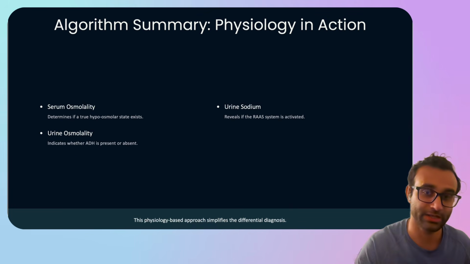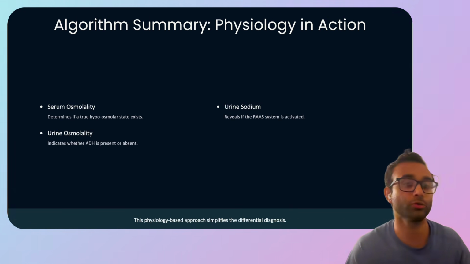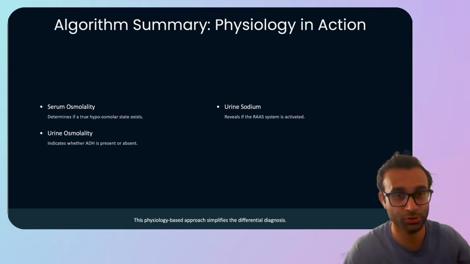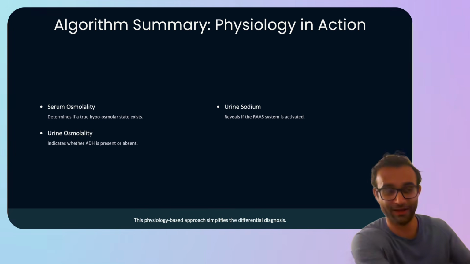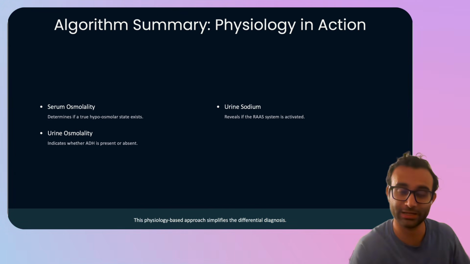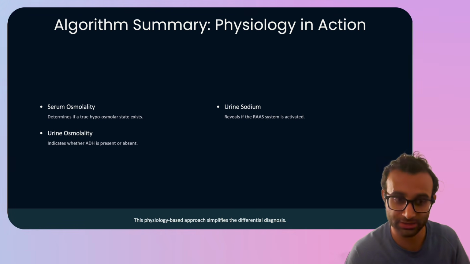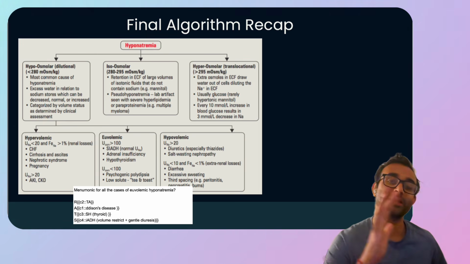So, with that being said, here is a brief summary of everything we talked about. Serum osmolality will tell you if it's true hyponatremia. If you do not have true hyponatremia and your serum osmolality is not low, then you should think about hyperproteinemia, hyperlipidemia, or even glucose, which can lead to fat water coming into the bloodstream and diluting that sodium. Urine osmolality is being used as an ADH proxy, and urine sodium is being used as a RAAS proxy. So here's the final algorithm recap, and hopefully you understand every component of this now.